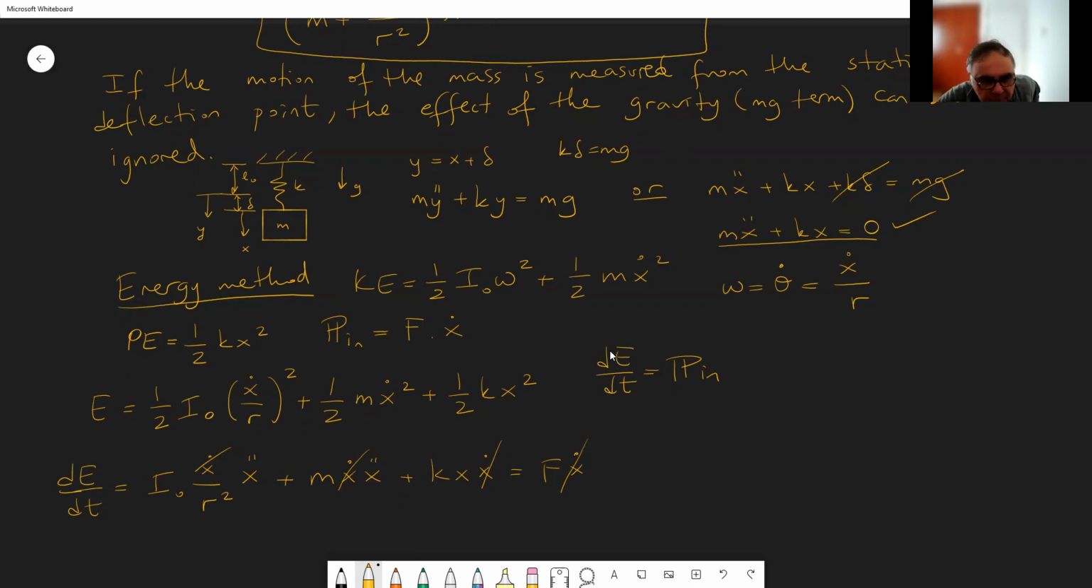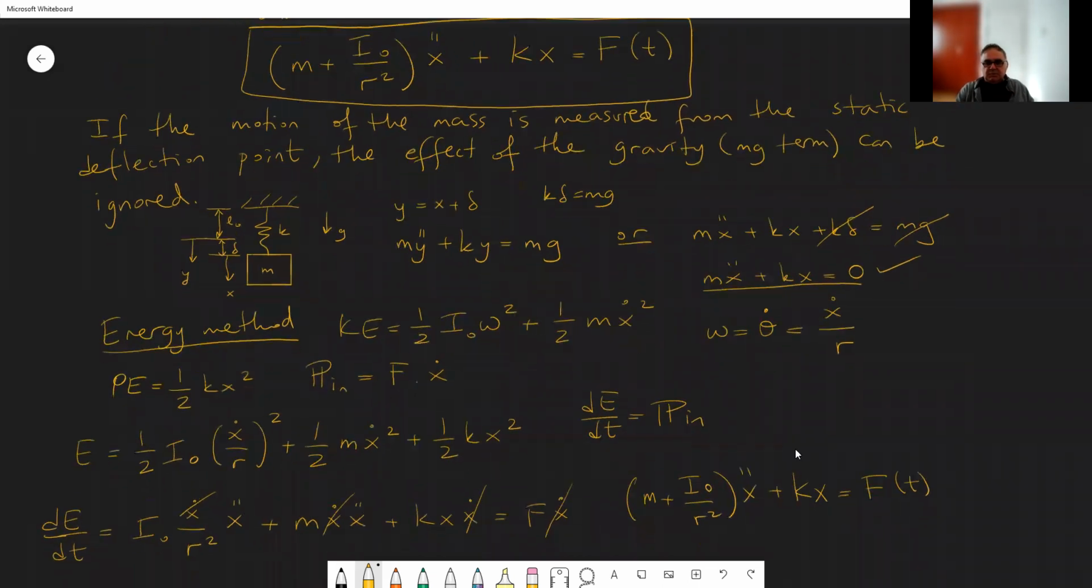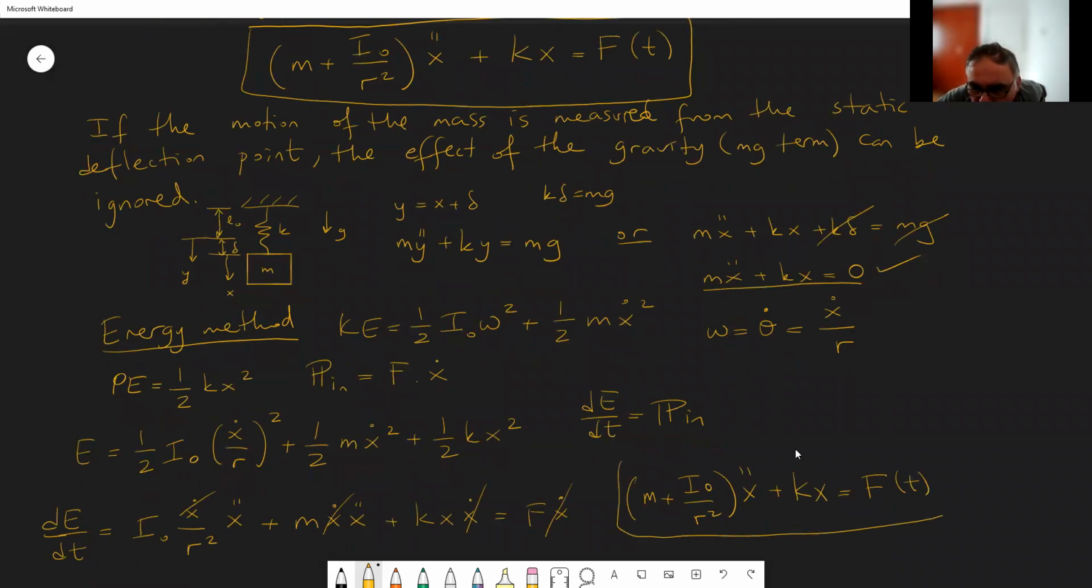And we are left with the equation, which is the same as the previous equation, m plus squared x dot, kx equals F. If you look at it, this equation and that equation are the same. Okay, the equation at the top and at the bottom are the same.